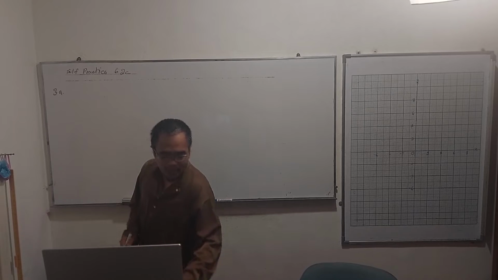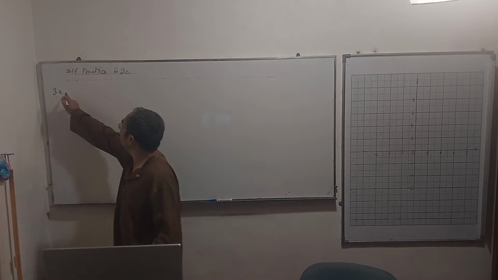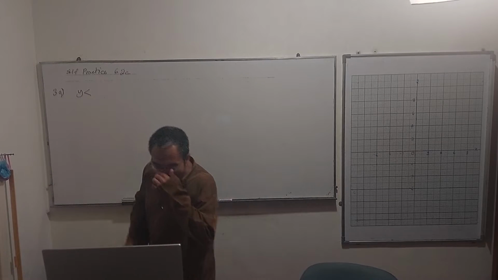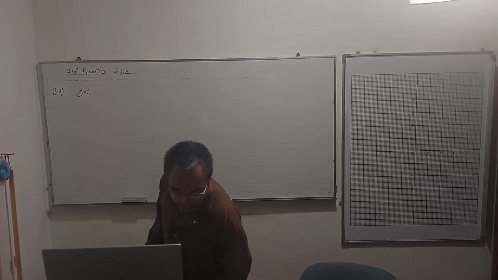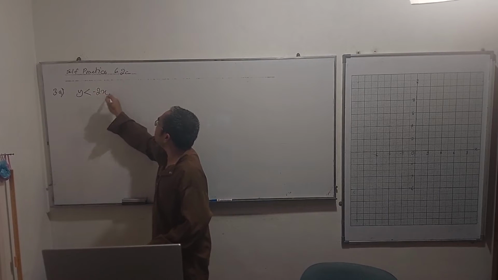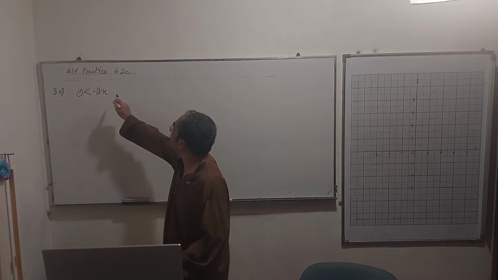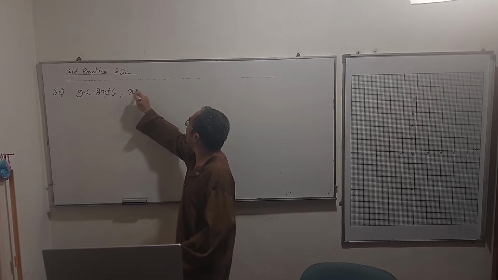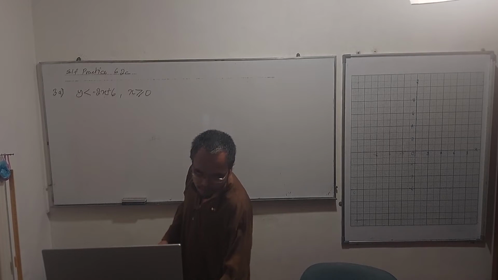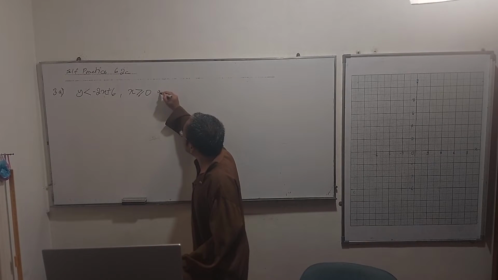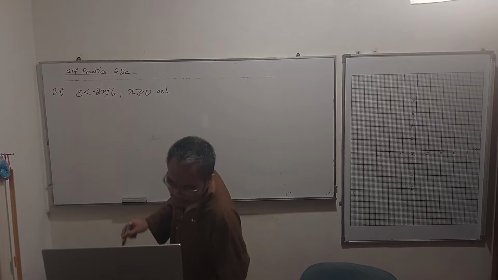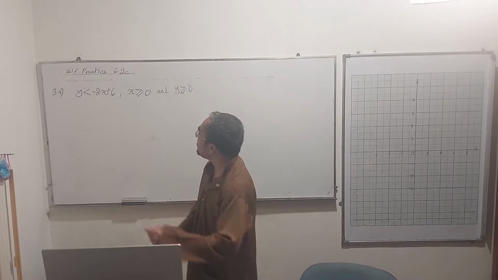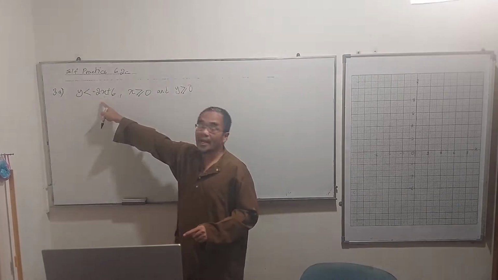So for question number 3A, they want you to shade y less than negative 2x plus 6. Then x has to be larger than 0 and y is larger than 0. Okay, so first you have to draw this line. For this one and this one, it is at the y-axis and at the x-axis.